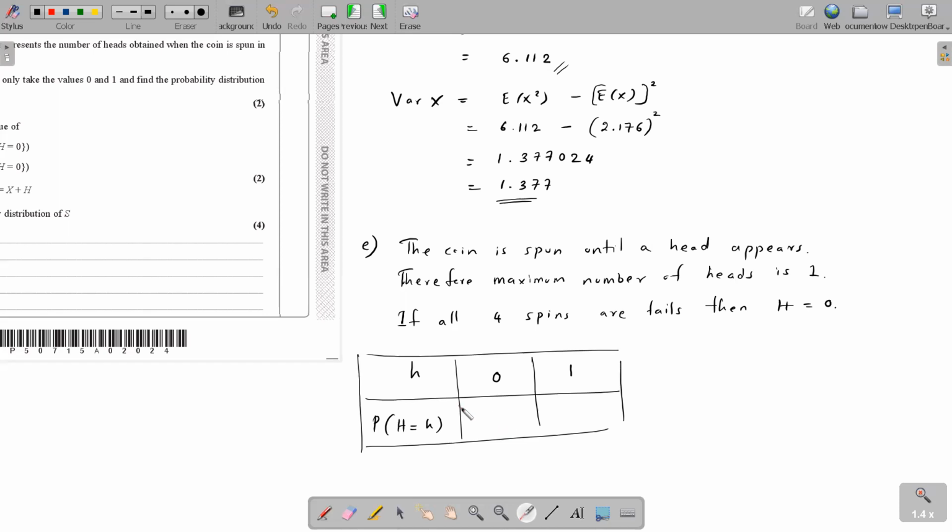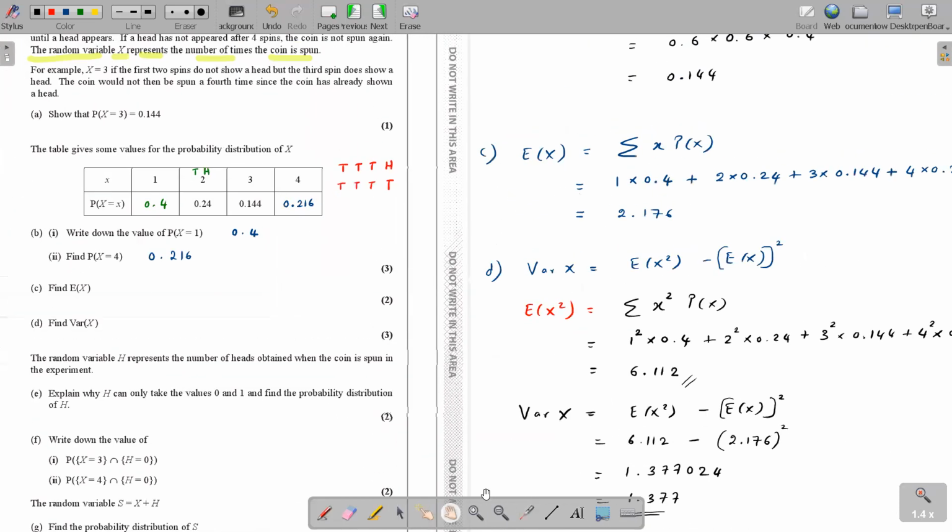Four tails. Are they using the same coin as the before one? Yeah, we're using the same coin as the before one. Okay, then we're using the same experiment. So in that same experiment, that's why I'm saying h is 1, because when X is 1, that means you get a head. Immediately you stop. So here number of heads is 1.